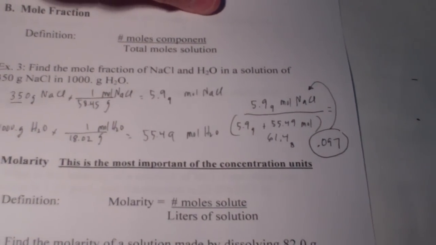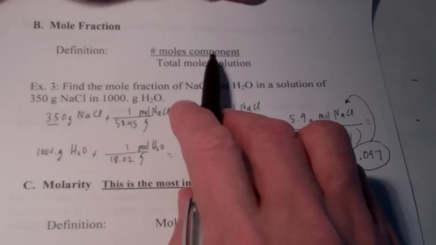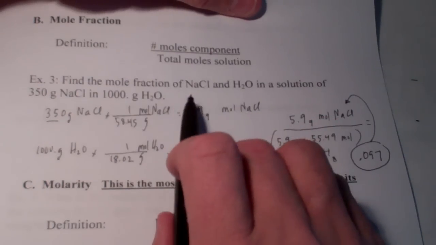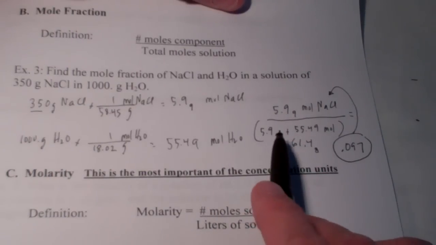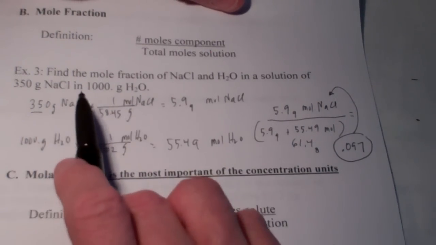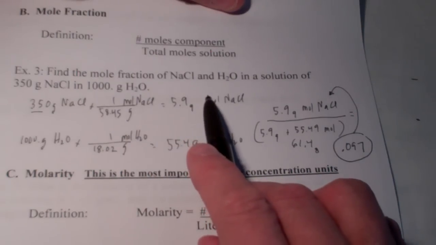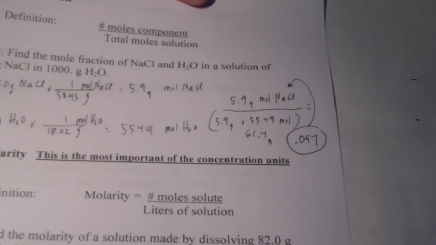Okay, so once again, to find mole fraction, we take the moles of the component we're interested in. In this case, it was my solute, NaCl, and we divide it by the total moles of my solution. That means my masses had to be converted to moles.